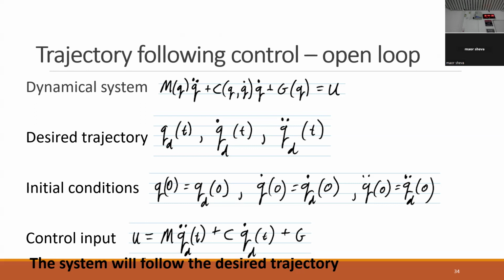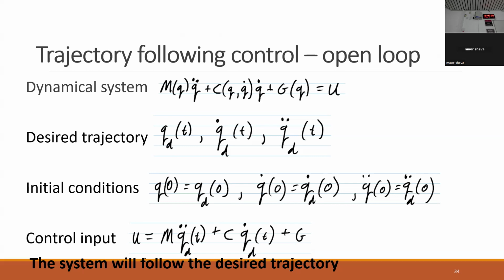So I'll meet the dynamical system. And then I can follow this over and over. And then every time the whole dynamical system will be canceled out, and I'll follow the desired trajectory precisely. So that's good.